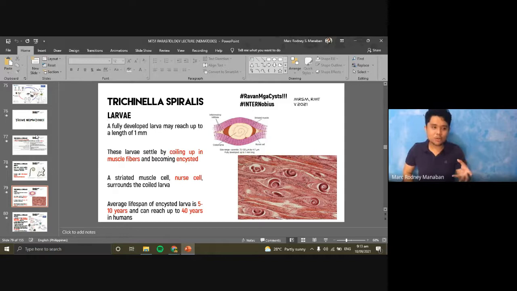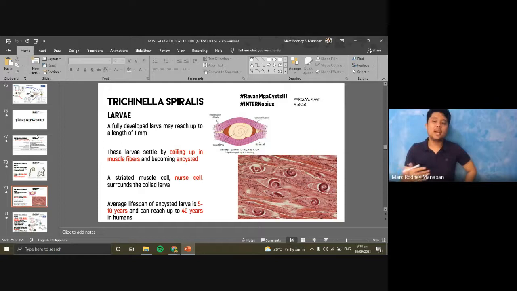So it is very conducive for growth, with plenty of blood supply and nutrients. And aside from that, within the muscles there is what we call a nurse cell. This nurse cell, in a way, helps the encysted larva develop, for nourishment. So the nurse cell is found in the muscles. Okay? Now the average lifespan: once the encysted larva is found in the muscles, it will not develop further into an adult. It will remain larva forever and continue to be nourished. So it is possible that the lifespan is long.